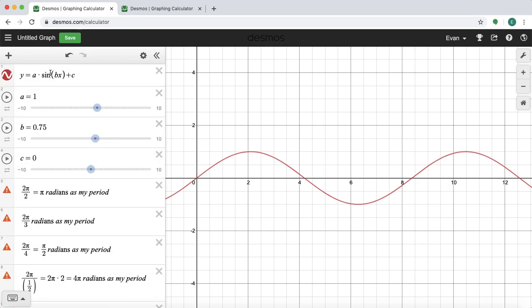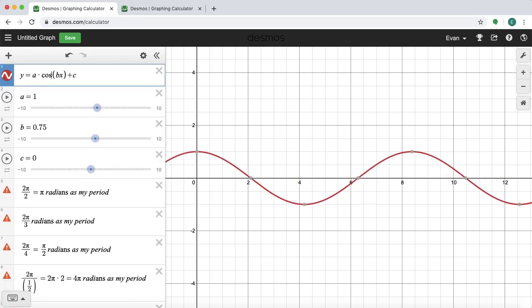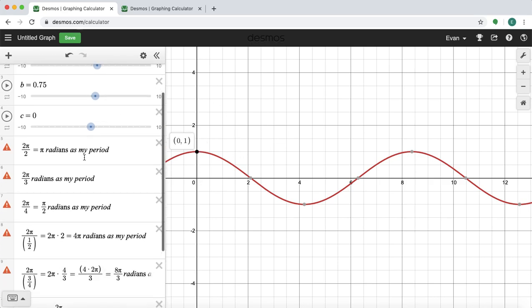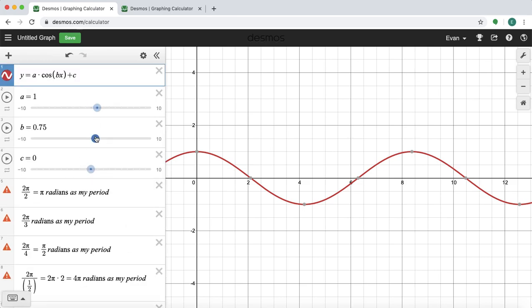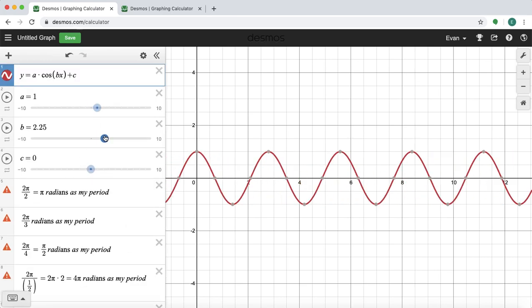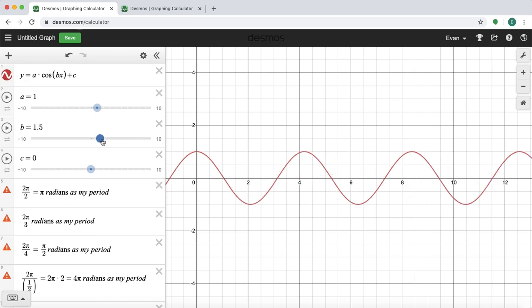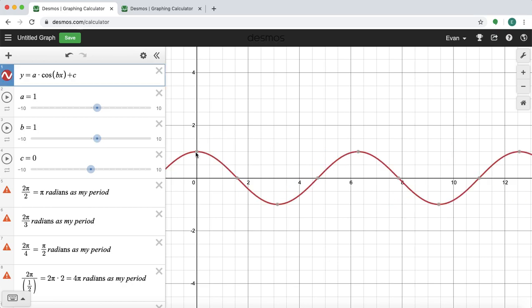If I were to switch this to cosine, just to switch it up, right? Because cosine starts here instead of starting in the middle. When I make this, it's the same effect. But instead of us saying, okay, let's put it all back to the standard, we start at 0, 1. We go down to the minimum and back to the maximum, right? Our starting point is the maximum height. So if we start at the maximum, we're going to go down to the minimum and then back to the maximum. That's our checkpoint that we're looking for.